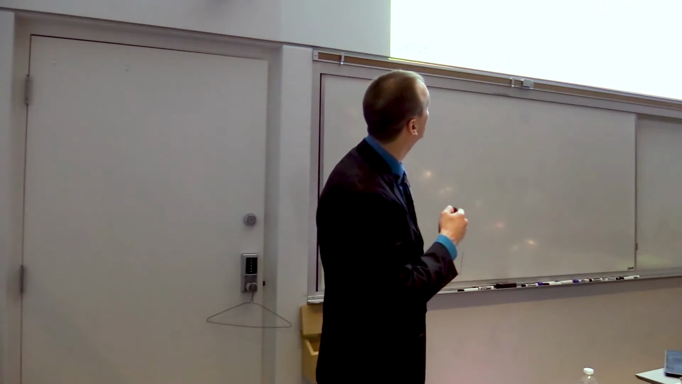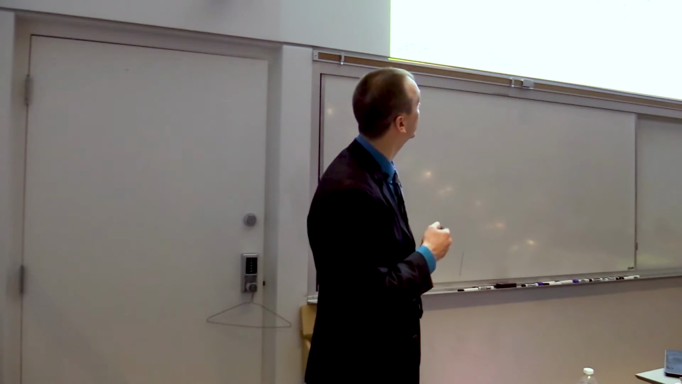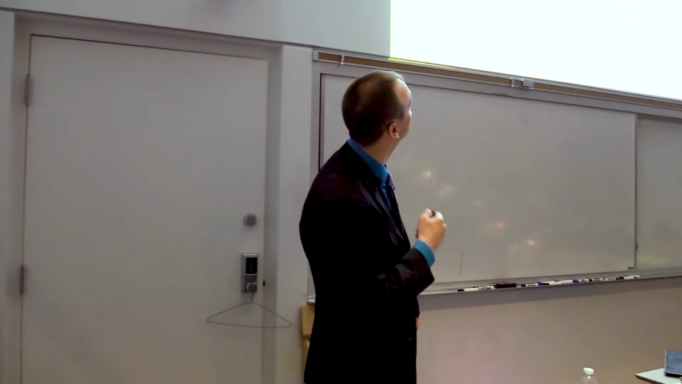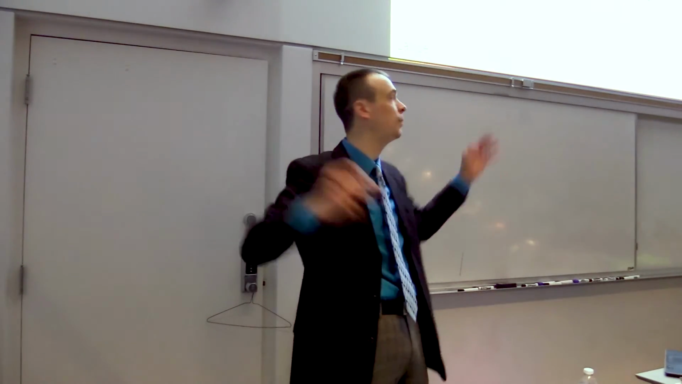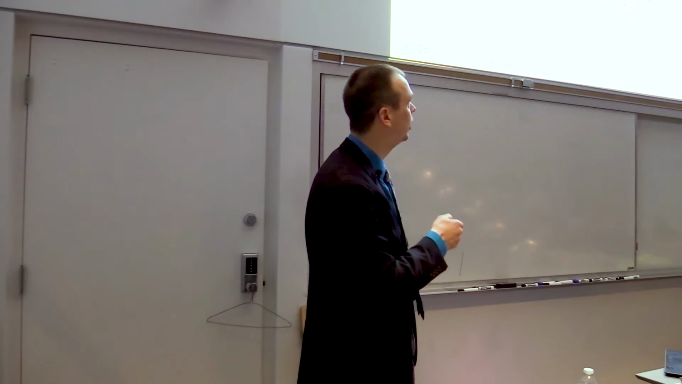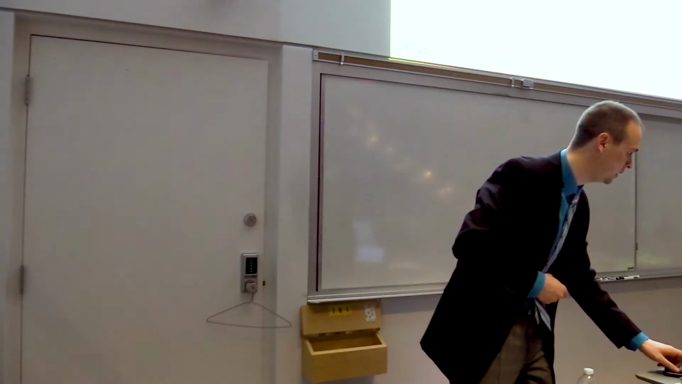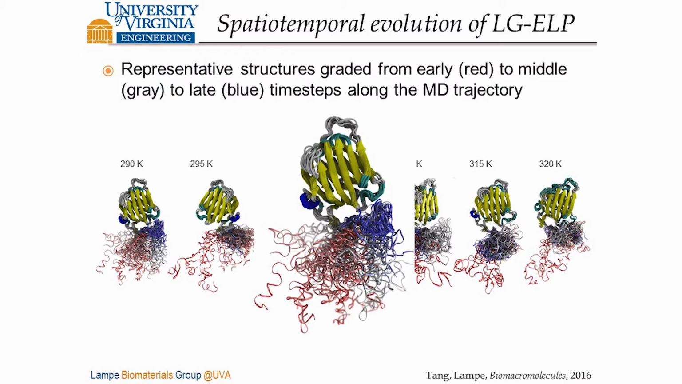And then you can see this is the temporal evolution of that ELP area. Early is red, middle is gray, and late is blue. You can see how this changes from a really extended floppy thing, and it coils up a little bit, but stays pretty open. But at these other temperatures, it coils in really fast. So this is a high temperature.